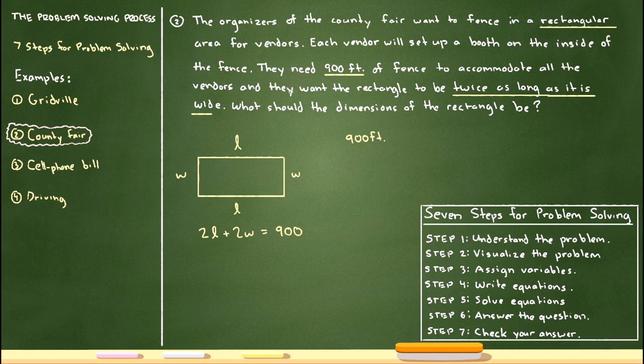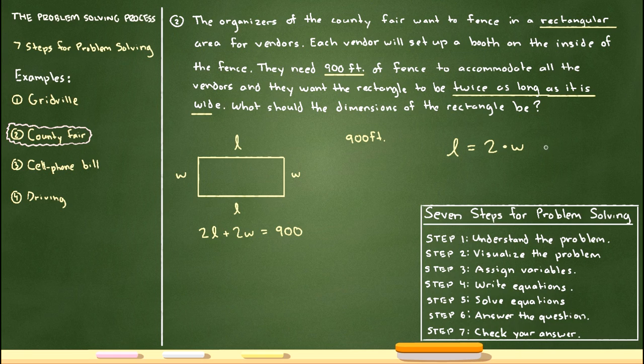So what else do we have to work with? We know that the rectangle should be twice as long as it is wide. Okay. So what does that mean? When you see twice as long, I think people would want to jump to, okay, 2 times L. All right, but that's not going to be correct here. So they're telling us the length is twice as long as it is wide. So that means the length should be 2 times the width, right?